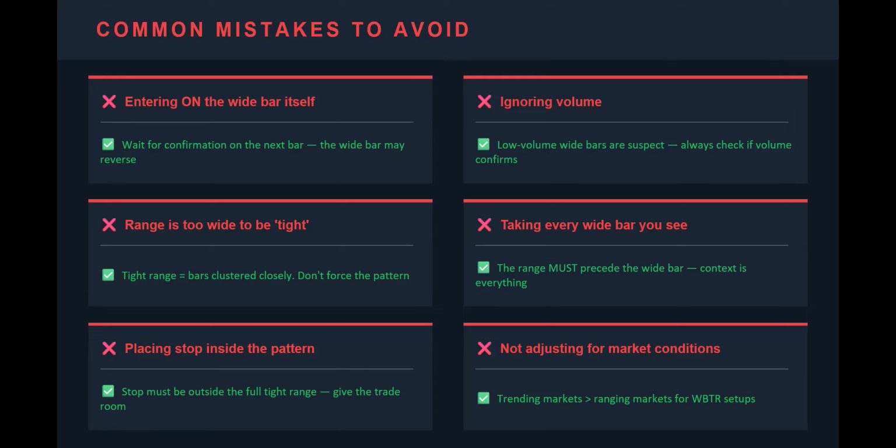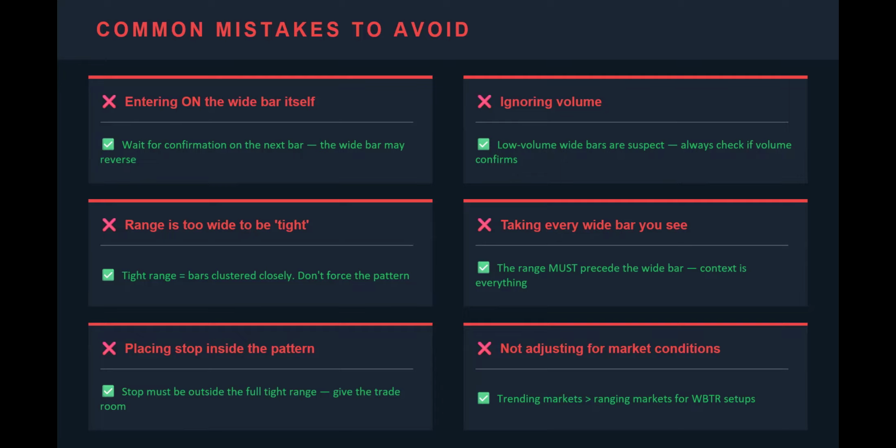Taking every wide bar you see, you should avoid. The range must precede the wide bar. That is a must. There should be a consolidation range when you see the widest bar. Context is everything. Remember that. Without any context, do not enter into the wide bar.